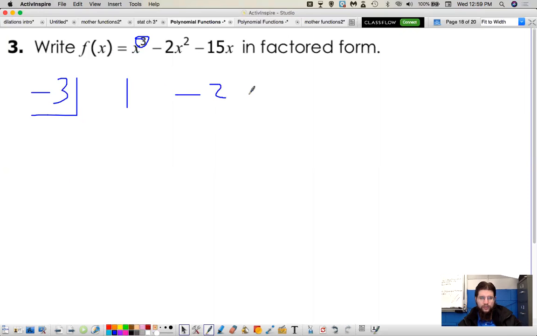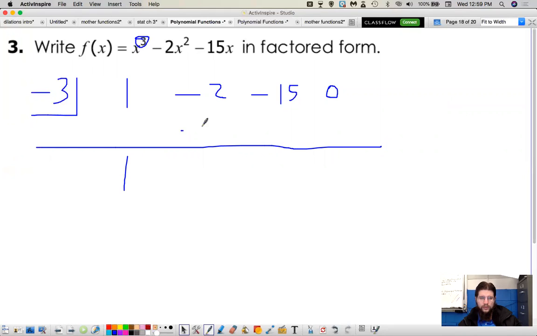1, -2, -15, and 0. Go to the refresher here. 1, -3, -5, 15, 0, 0, and 0 is our remainder. This is also 0, by the way. So we get, if you remember, it's going to reduce the power by 1. So 1x squared minus 5x plus nada.